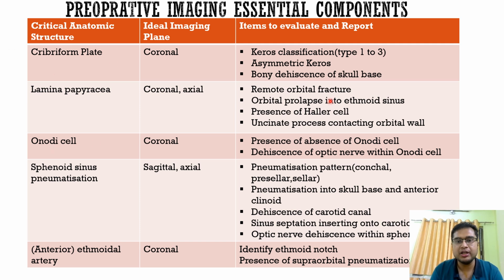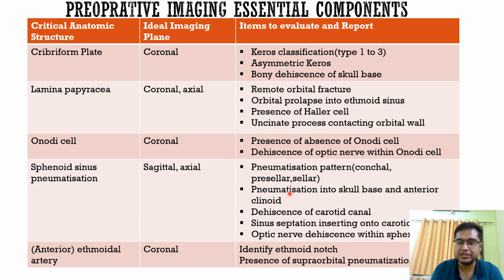Then lamina papyracea, any remote orbital fracture, orbital prolapse into the ethmoid sinus, which I have seen. Presence of Haller cell, which is very common. Uncinate process contacting the orbital wall. Onodi cell, presence or absence of Onodi cell typically has to be detected. Dehiscence of the optic nerve within the Onodi cell, which can cause injury to the optic nerve while operating.